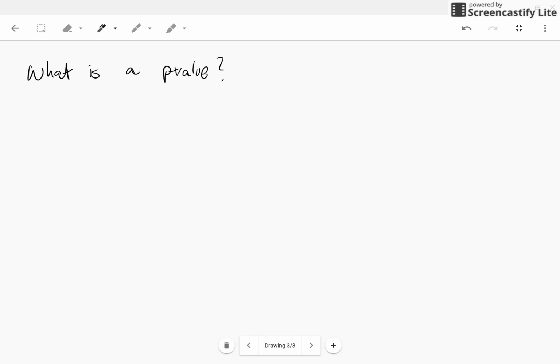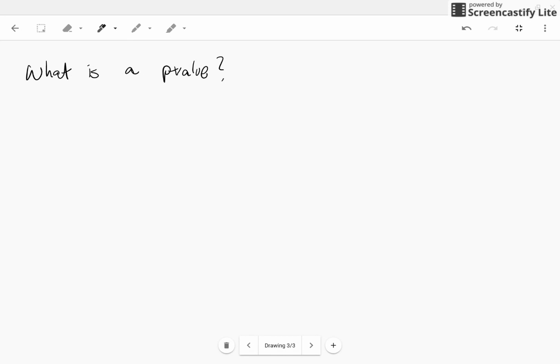And so I think I'll do this in multiple parts to keep the videos short. But the first question is, what is a p-value? I'm going to cover this from two different angles. There's actually more than two different ways to think about p-values, but there's two common ones.